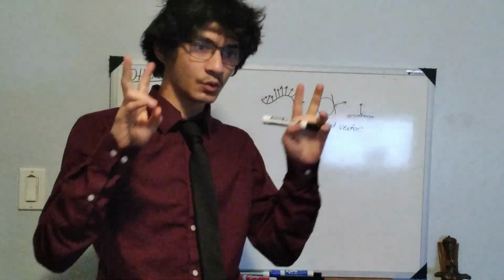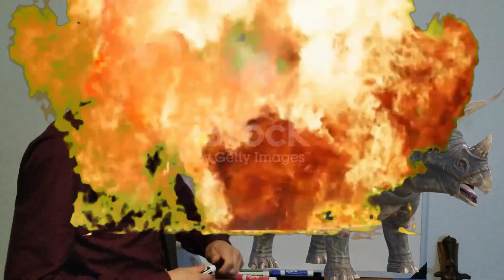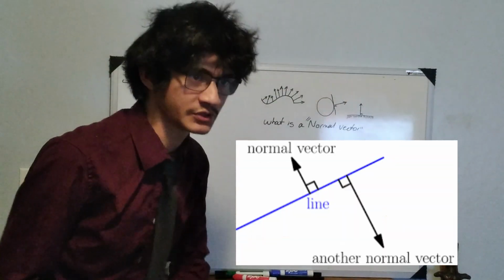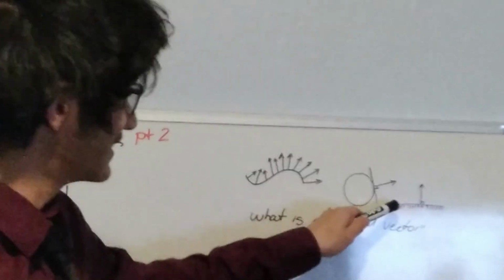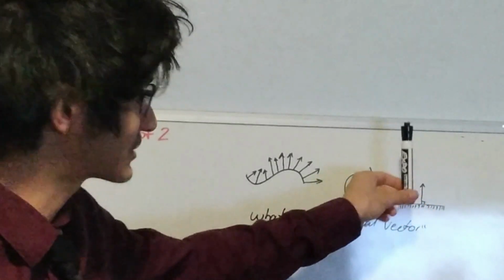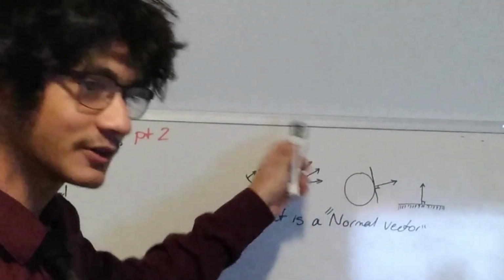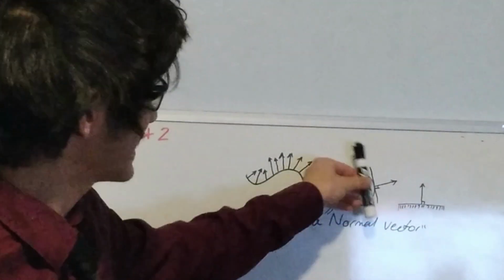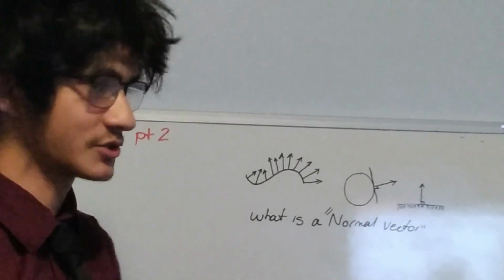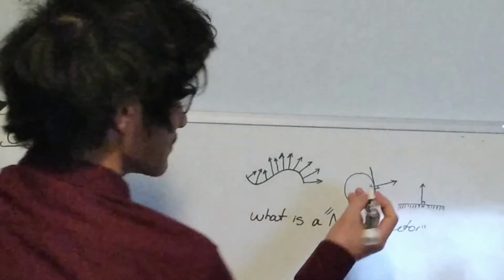So what is a normal vector? In analytic geometry, normal is a vector that is perpendicular to a surface. So in this flat surface here, it'd be pointing straight up. For curved surfaces, you could get the tangent and then get the line that's perpendicular to it to get the normal at this point.